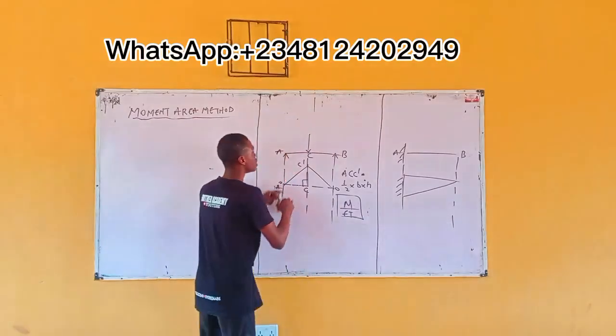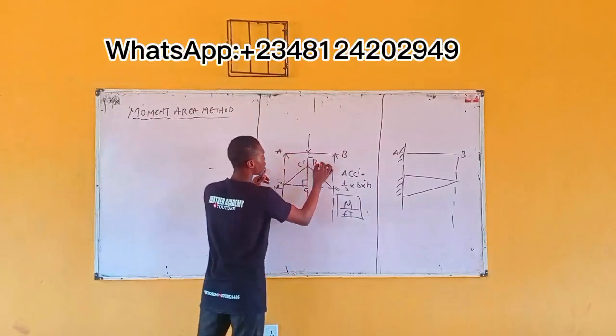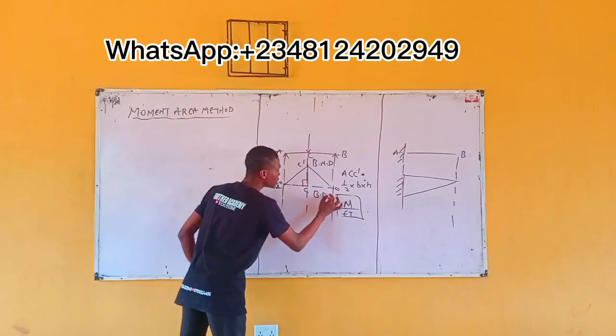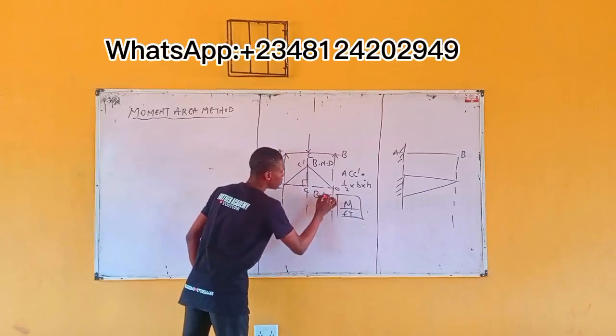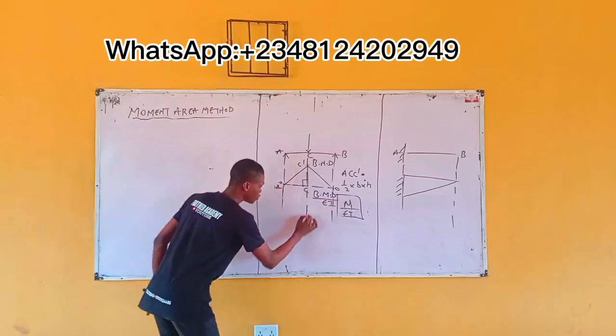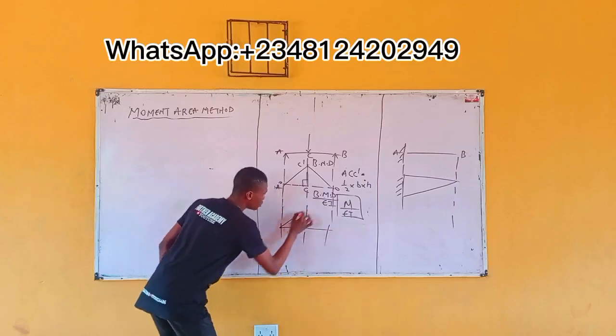Now, this is what I'm saying. You know, this is my bending moment, right? Let's say this is my bending moment diagram. Now, I want to get the bending moment diagram divided by EI. So what you are just going to do, this is still your bending moment.